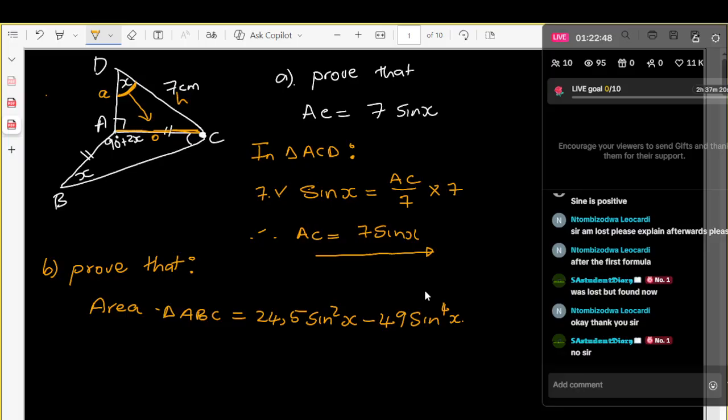Therefore, this is the sine of that angle A. Remember, what is the sine of angle A? It is 90 plus 2x. So I'm just going to put this inside the bracket. What is this inside the bracket?